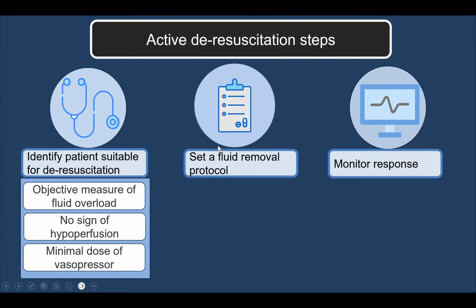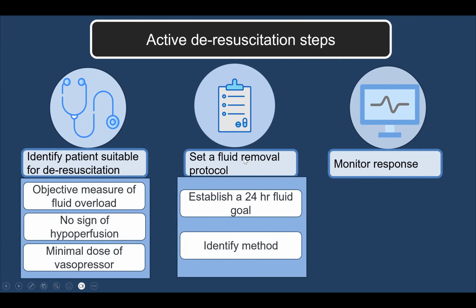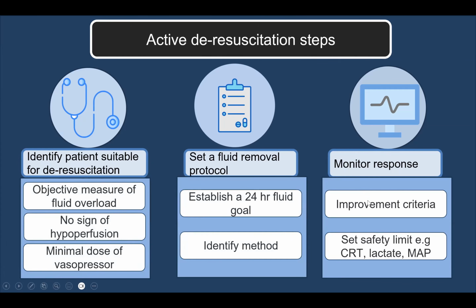The second thing is to set a fluid removal protocol. Establish a 24-hour fluid goal and identify how we should remove this fluid. The third one is to monitor the response, for example, whether this patient improved or not. Another very important thing is to set safety limit criteria. For example, if the blood pressure drops or the capillary refill time increases, we have to stop removing fluid from the patient. We start with the first thing, which is how to objectively measure the fluid overload.